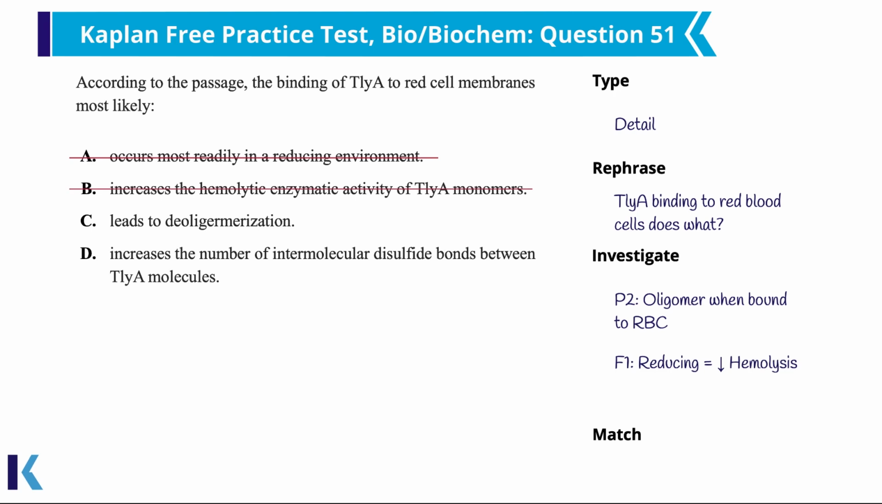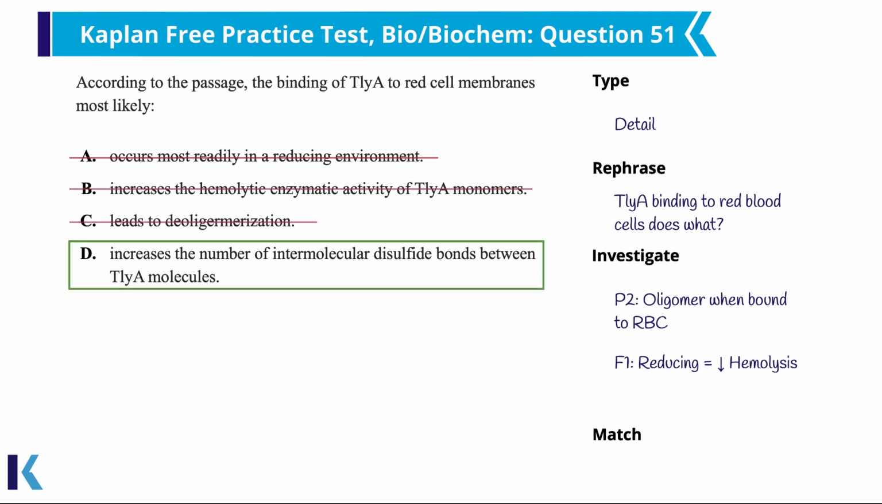C is a direct opposite from what is stated in paragraph 2. Another wrong answer, which leaves me with answer choice D. During the test, I'm going to pick D and move on without any more thought, but in review, I can look at why it's correct. Paragraph 2 states TLYA oligomerizes when bound to cell membranes. Figure 1 showed reducing conditions, which break disulfide bonds, leading to a reduction in hemolytic activity. Collectively, this suggests oligomerization occurs via disulfide bonds, and when oligomerization is disrupted, so is the hemolytic activity of the protein.